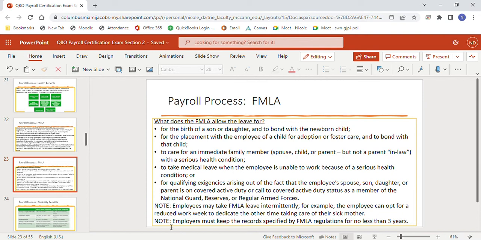Another note that I want you to put in is employers must keep the records specified by FMLA regulations for no less than 3 years. So that means at least 3 years. You need to have 3 years of the records specified for any FMLA regulations.